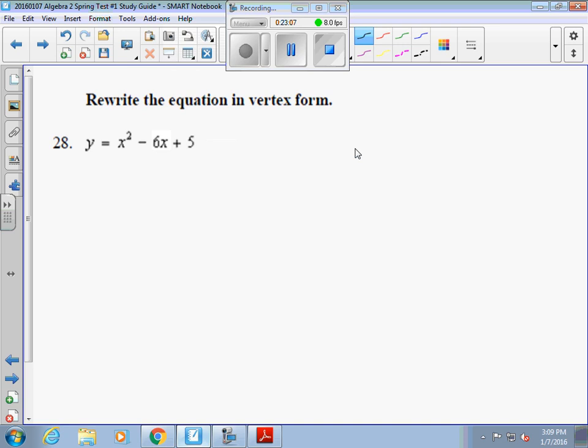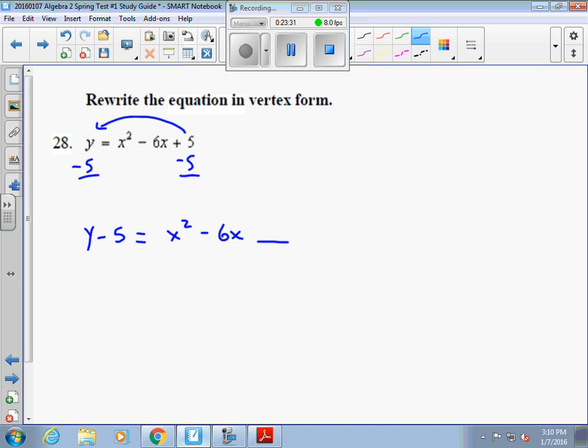28 says to rewrite it in vertex form. In order to rewrite vertex form, you need to complete the square, just like we did on number 27. You need to bring this plus 5, this is a bad C value, over to the left by subtracting 5. When you do it to the right, do it to the left. What that leaves you with is y minus 5 is equal to x squared minus 6x plus c. We need a good c value.